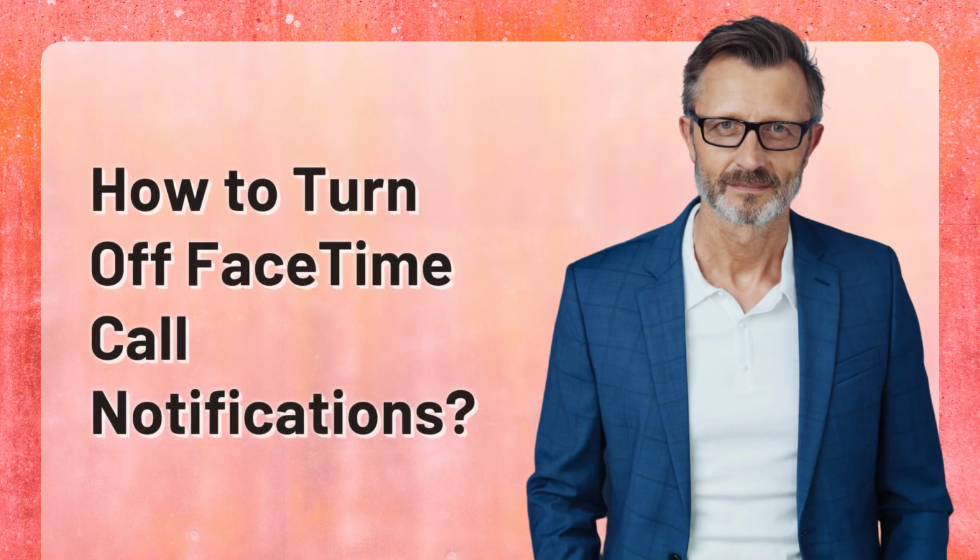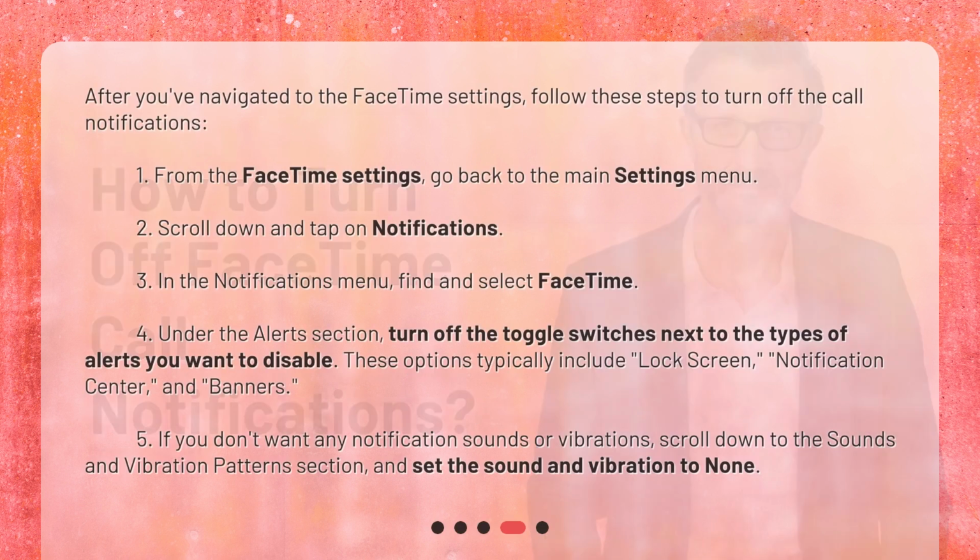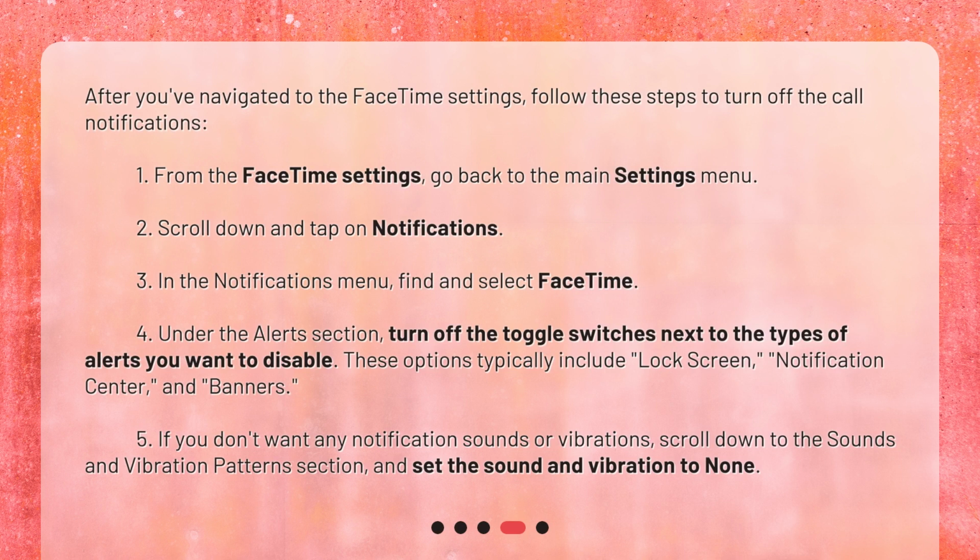How to turn off FaceTime call notifications. After you've navigated to the FaceTime settings, follow these steps to turn off the call notifications. 1. From the FaceTime settings, go back to the main settings menu. 2. Scroll down and tap on Notifications. 3. In the Notifications menu, find and select FaceTime. 4. Under the Alert section, turn off the toggle switches next to the types of alerts you want to disable. These options typically include Lock Screen, Notification Center, and Banners.